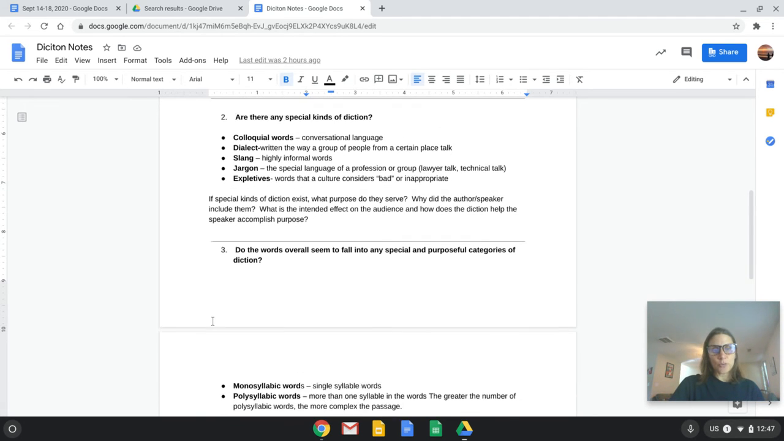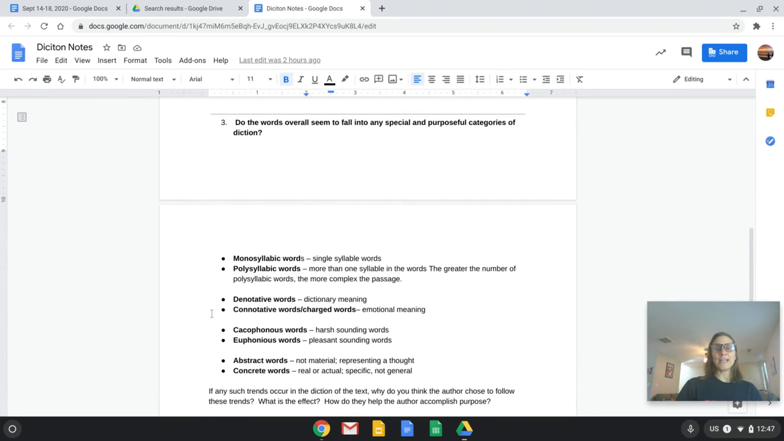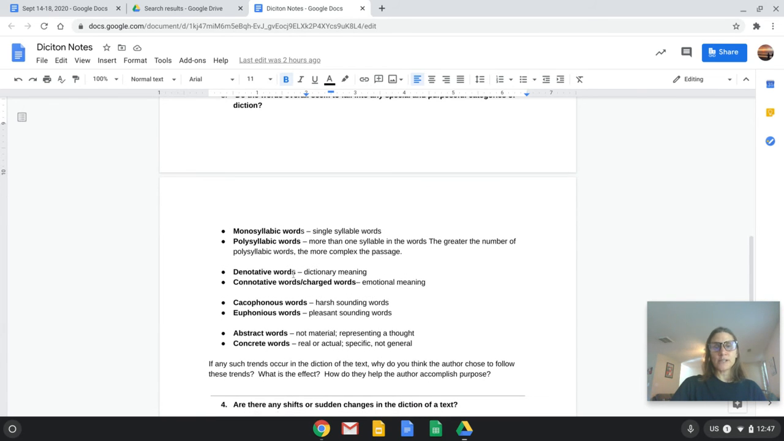All right, the third thing that you want to ask yourself: are there any words that seem to fall into overall special or purposeful patterns? Now, all authors are going to use some of these things sometimes. You only want to note it if it's used so much that it feels like they did it on purpose. So if you look at monosyllabic and polysyllabic words, if you notice that the writer wrote in all very, very small words, that was probably a choice they made.